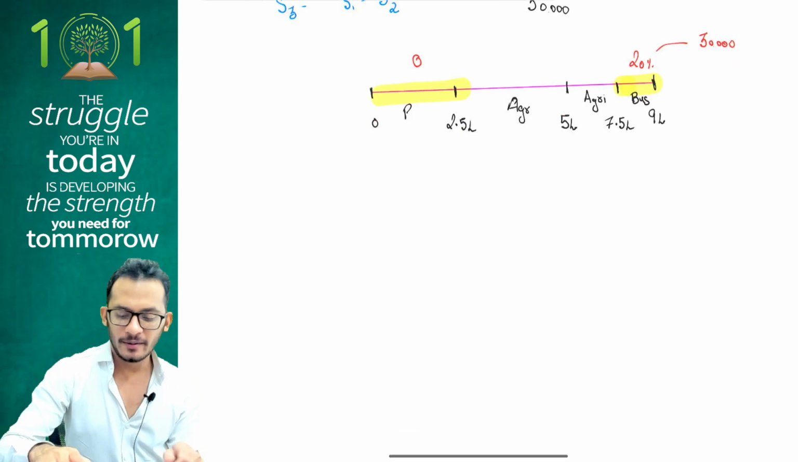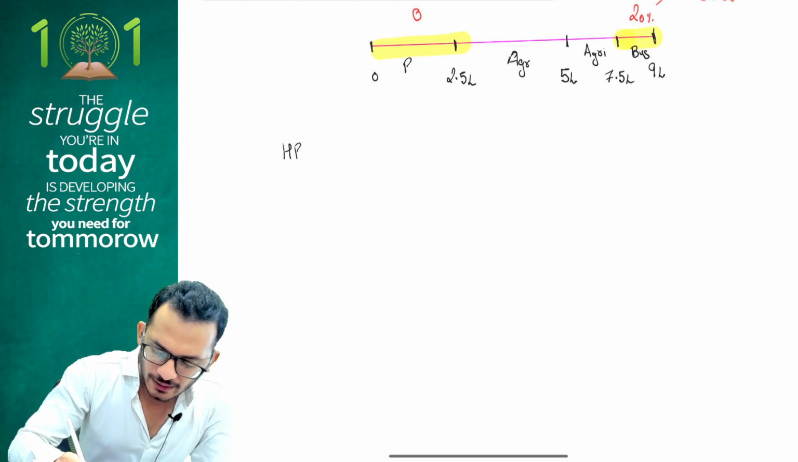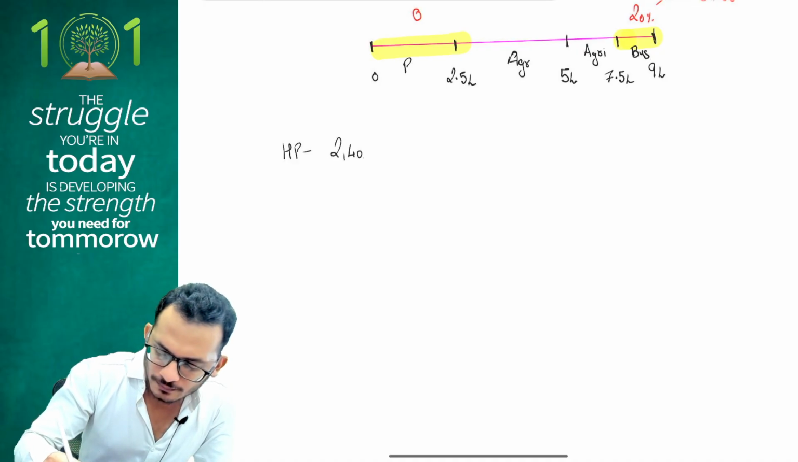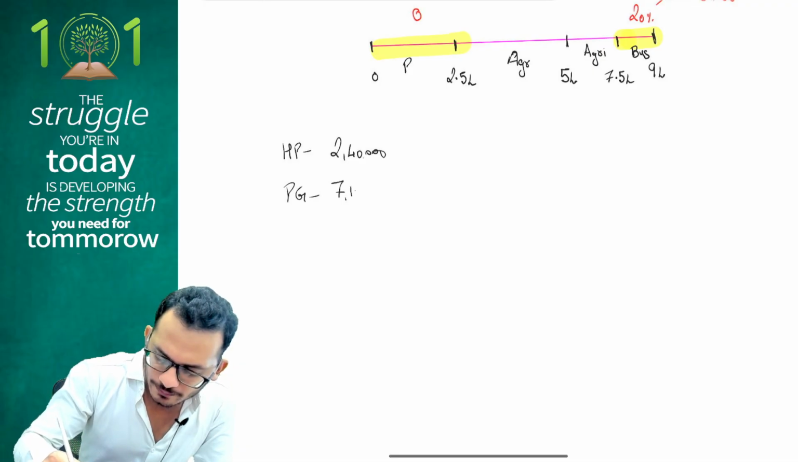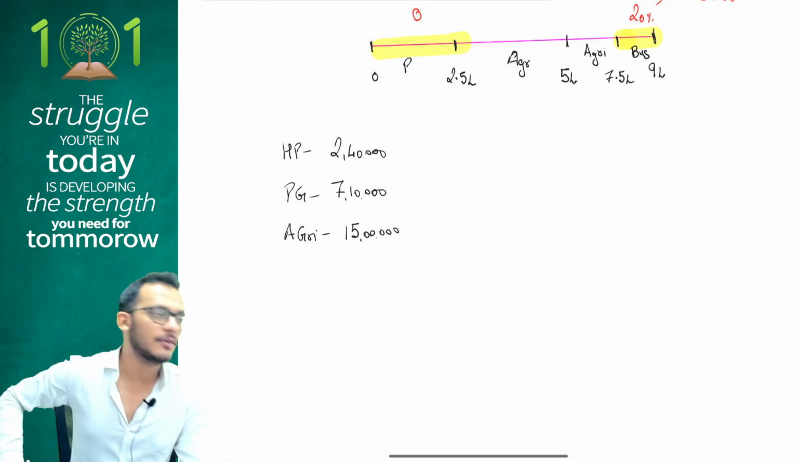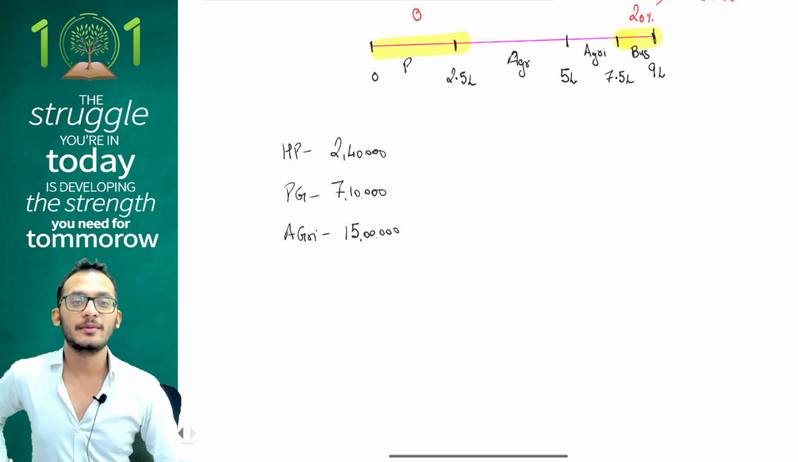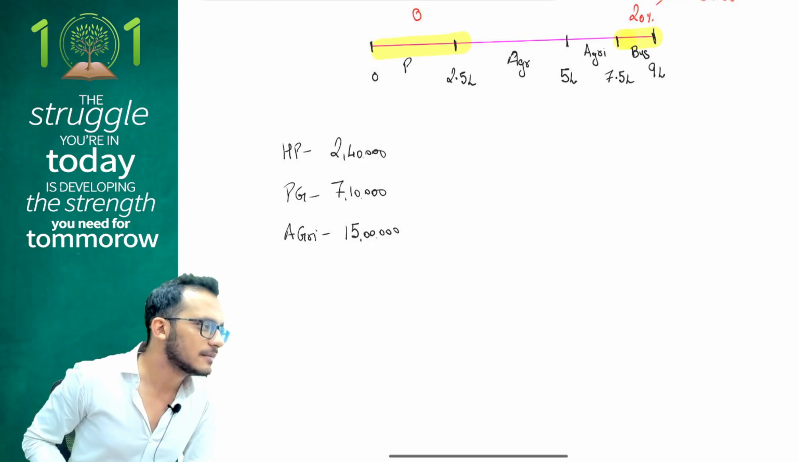Let me give you an example, people. See if you're able to answer it. Question is like this. My HP income is 2,40,000. My PGBP income is 7,10,000. My agri income is 15 lakhs. Yes, this is what the fact pattern is. People, you're going to do both the methods: one ICI method and one smart method.